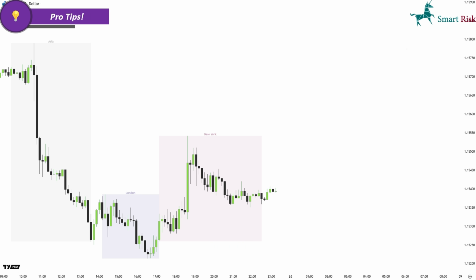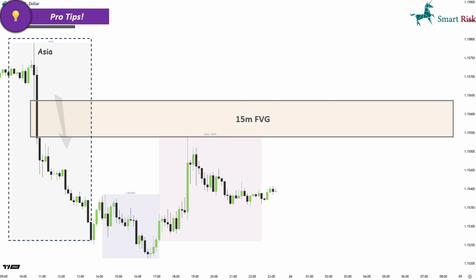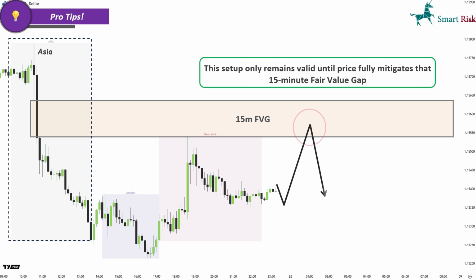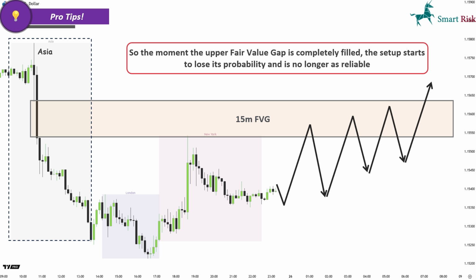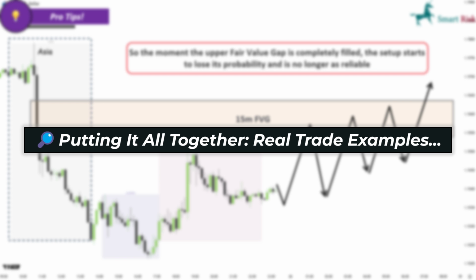Usually, the higher time frame fair value gap forms after price experiences a strong move during the previous day's session, or over the past few sessions. Also, this setup can remain valid every time price sweeps a previous session high and fills the higher time frame fair value gap. But keep this in mind. This setup only remains valid until price fully mitigates that 15-minute fair value gap. So the moment the upper fair value gap is completely filled, the setup starts to lose its probability and is no longer as reliable.